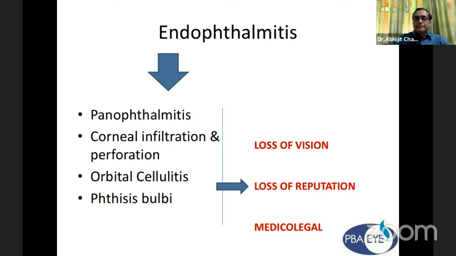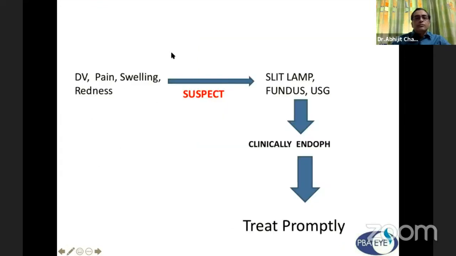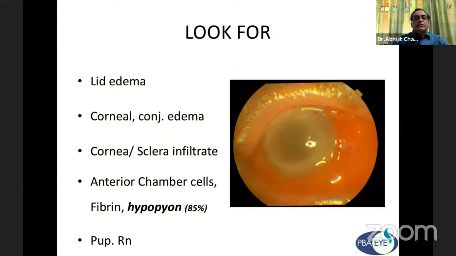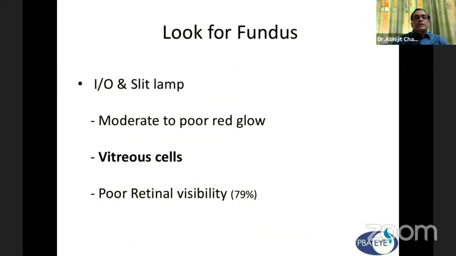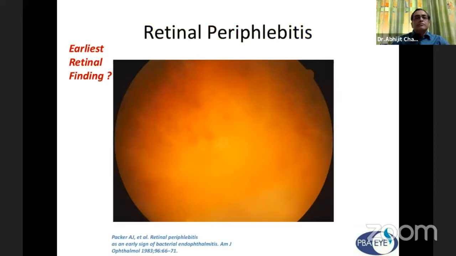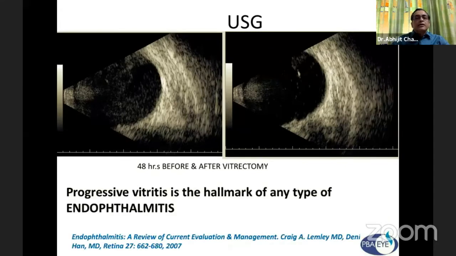Acute: when to suspect and what to do. As Dr. Rajesh already went through the symptoms, I am not going through these slides and incidents and what you look for again. The earliest retinal findings were also elaborated. Then ultrasound B scan 48 hours before and after vitrectomy. And progressive vitritis is the hallmark of any type of endophthalmitis.